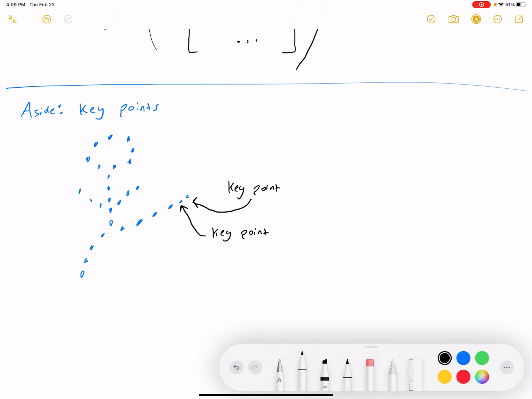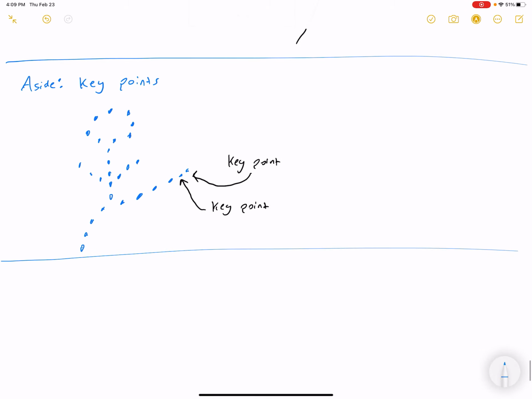Do you need me to write more about key points, or it's just kind of an aside, so you don't need to memorize that or anything.